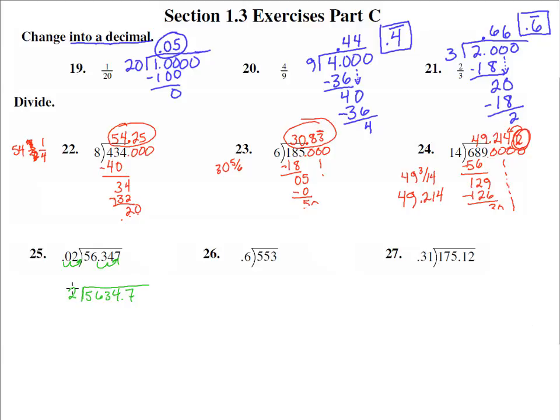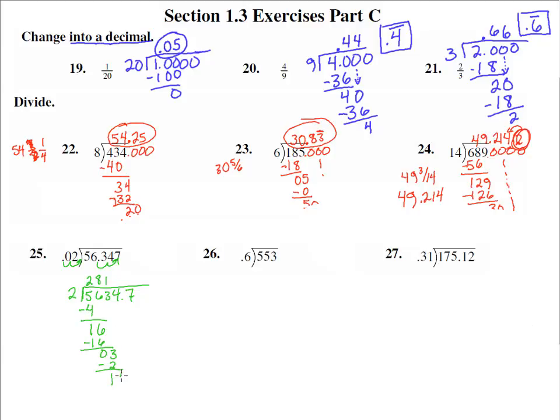That's better. Now we know the 2 times table, so we can do this better. 2 goes into 5 twice. 2 times 2 is 4. Subtract, we get 1. Bring down the 6. 2 goes into 16 8 times. 8 times 2 is 16. Subtract, and we get a 0. Bring down the 3. 2 goes into 3 1 time. 1 times 2 is 2. Subtract that, and we get a 1.